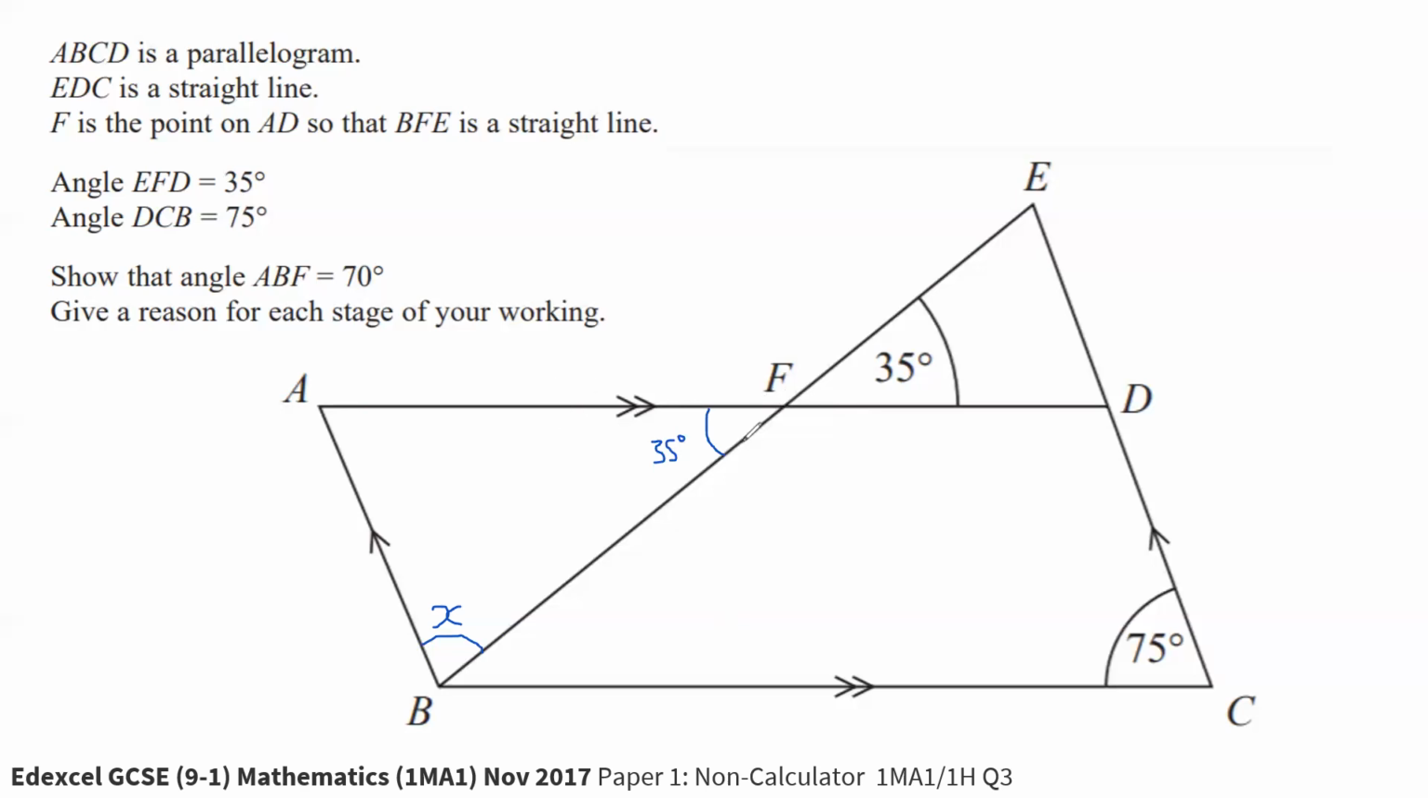We then also know this Z angle here, or this alternate angle, is going to be the same. So FBC is going to be the same as AFB. So that will be 35 degrees. So that's another angle that we now know.